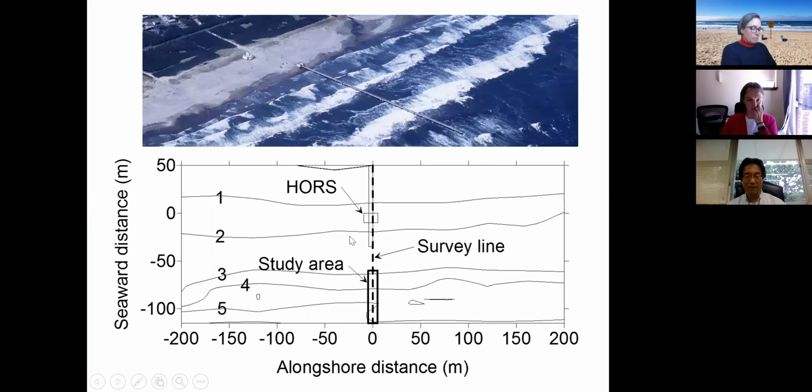And the lower figure shows the topography around the study area. Upper side is the seaward side. As shown in this figure, the topography around the study area is relatively uniform along shore. So this indicates that we can assume the gradient of the longshore aeolian sediment transport rate is close to 0. So we neglected the gradient of the longshore aeolian sediment transport rate on the beach profile change in the backshore.